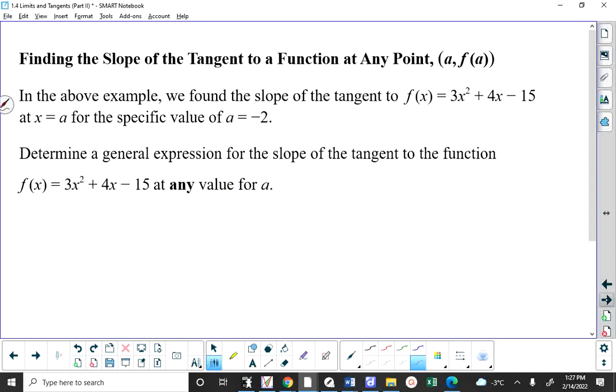We're going to be finding the slope of the tangent to this function at any point the function is defined. In the above example, we found the slope of the tangent to this function at x equals -2. If I said, what is the slope of the function at x equals 3, you'd have to repeat the process. At x equals -11, you'd have to repeat the process. So what we're after here is the idea that the slope of the tangent will be equal to some function of the x coordinate. I want to make sure you understand what I'm saying here.